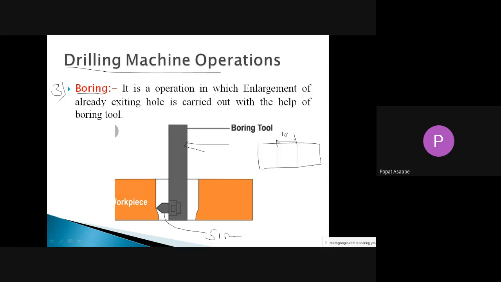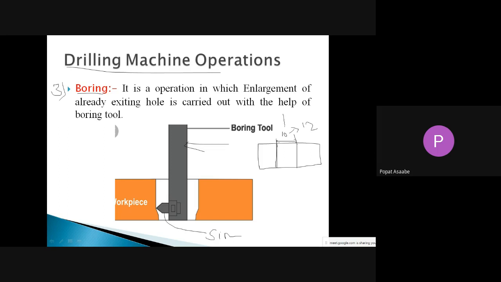Now suppose we want to increase this diameter. Suppose we want to make an enlargement of this hole, meaning we want to increase the diameter of that existing hole from 10 mm to 12 mm. For increasing the diameter of an existing hole, we can use the boring operation. See, this is the boring tool.